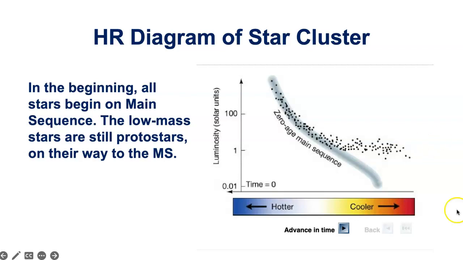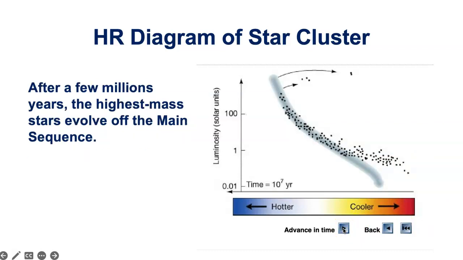All right. Now, if we move time forward a little bit, after a few million years, those high mass stars, those O-type stars, only live for a few million years, which means these O-type stars have burned through their entire lives already. They're now evolving off the main sequence and working their way toward becoming supergiants. Meanwhile, these low mass stars are still working their way toward becoming main sequence stars.